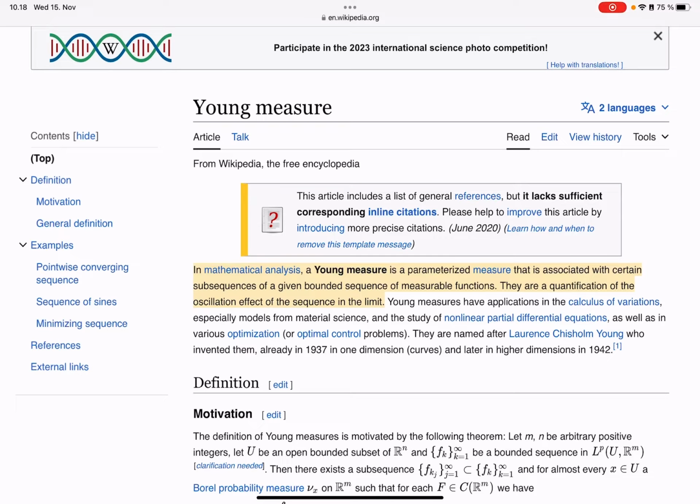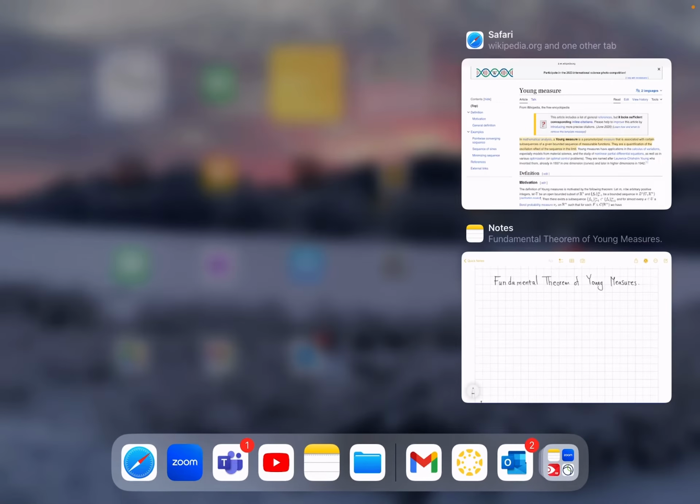Today we learned that Young measures have nothing to do with youth or old age; rather, they come from the name of the mathematician Lawrence Young. Young measures are a way to make sense of convergence of sequences of functions when they do not really converge. And I will try to explain the main idea behind this.